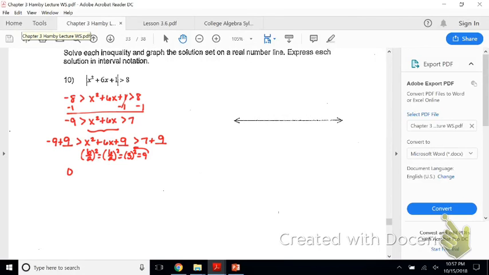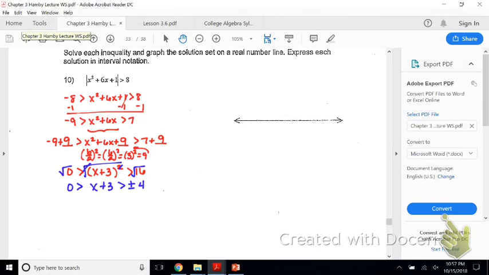When I do this, I get 0 is greater than, this inside is a perfect square, so I'm going to factor it, which is greater than 16. When I factor this, I get x plus 3 squared in the middle. I'm solving for x, so I need to take the square root to get rid of it. Square root of 0 is 0, greater than, the square root and the square cancel, greater than, but the square root of 16 is plus or minus 4.